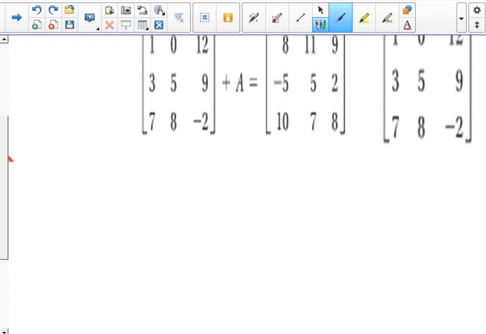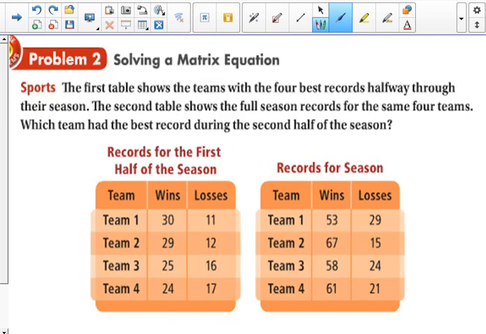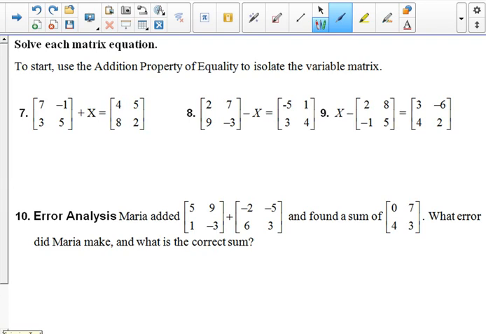All right. Then we don't have to do all that. Okay, so let's go to number 7, 8, and 9. And then 10 is just an error analysis. They're saying Maria added these two matrices, and she found a sum of this, 0, 7, 4, 3. What error did she make, and what's the correct sum? So I want you to do all 4 of these now, okay? And then we'll come back and talk about them in another 3 minutes. So work on those now.